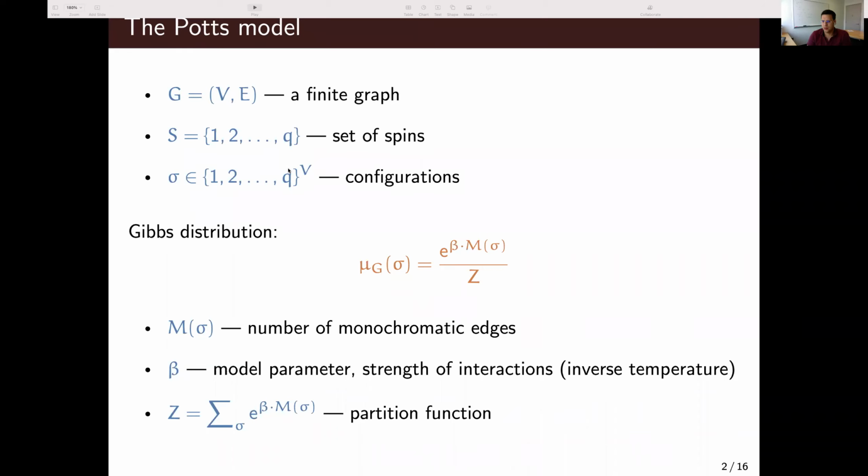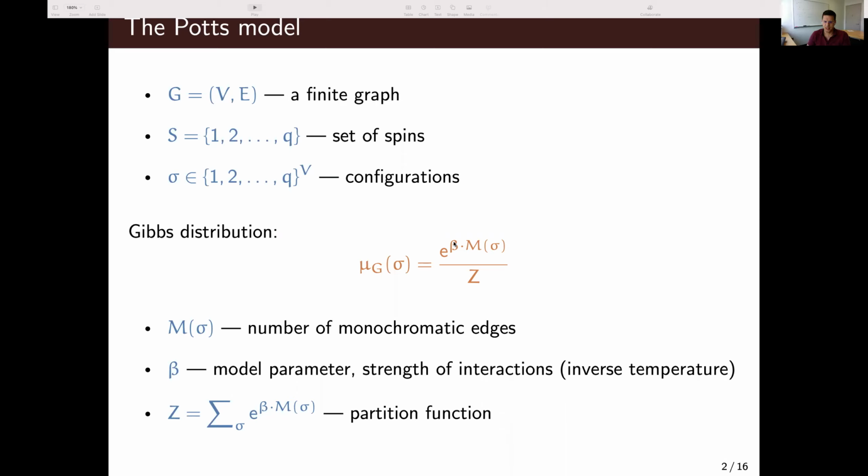Then we define a probability distribution on the set of all configurations. This is known as the Gibbs distribution or the Potts distribution. It's given by this expression here, where every configuration sigma has a weight e to the beta times m of sigma. Here, m of sigma is the number of monochromatic edges in the configuration. What we mean by that is that the endpoints of the edge have to have the same spin. So we count the number of edges in sigma whose both endpoints are assigned the same spin in sigma. So beta is a model parameter.